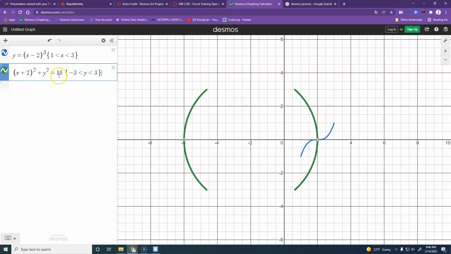So this will still count as a circle even if you restrict it so it's not using the whole circle in that case, because your equation was a circle to start with. Just to give you an idea of some stuff that you can do there.